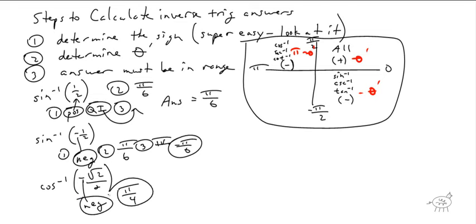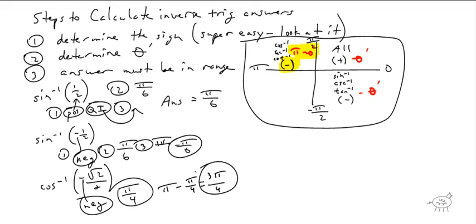And see this, let me highlight this. See this negative here? That's what I mean by that. I'm using the negative, and my reference angle is pi over 4. So I'm going to use this guy right here. I'm going to say pi minus pi over 4, which is 3 pi over 4. And that's my answer to that problem. That final answer has got to be in the range.